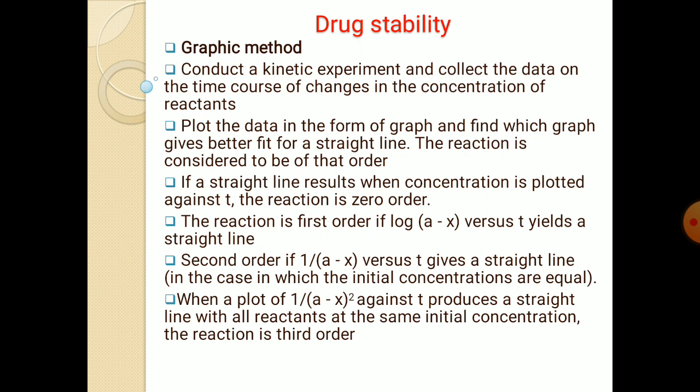And if you plot the graph of 1 upon a minus x square against t, that is 1 upon c square against t, and it produces a straight line, then the reaction is considered to be of the third order. So just plot the graphs and find out in which case you are getting a straight line. That reaction is considered to be of that order. So that is a simple method, a graphic method.